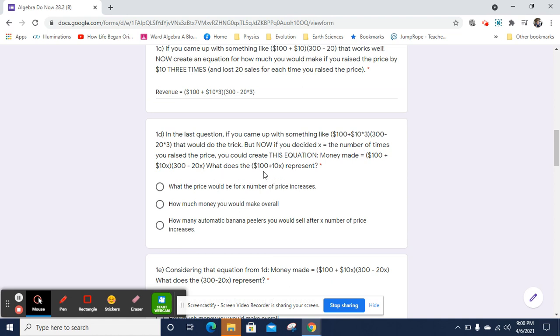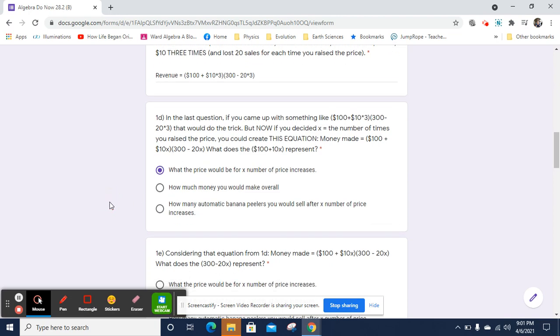So the question here is, what does the $100 plus 10X represent? That is going to be the price for X number of price increases. It's not the money you would make overall, because that's going to be price times sales. And it's not how many you're going to sell, because this is the equation that's based on the starting price of $100 and then $10 increases X number of times.